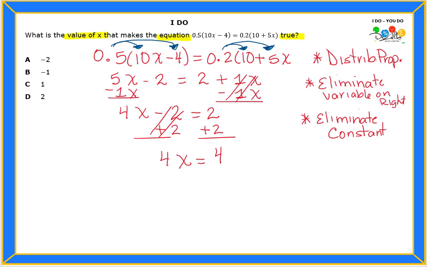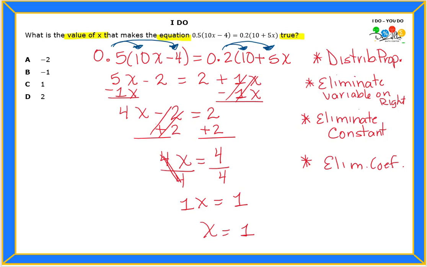Now, what's next? Well, I need to eliminate my coefficient, because I want x to be by itself. So we're going to eliminate the 4. We said eliminate the coefficient, so we're going to divide by 4. Because remember, 4x means multiplying, so the opposite of multiply is divide by 4. And that will give me 1x equals 4 divided by 4, which is 1 also. Now remember that 1x is the same as x by itself, so this will actually be my answer: x equals 1.